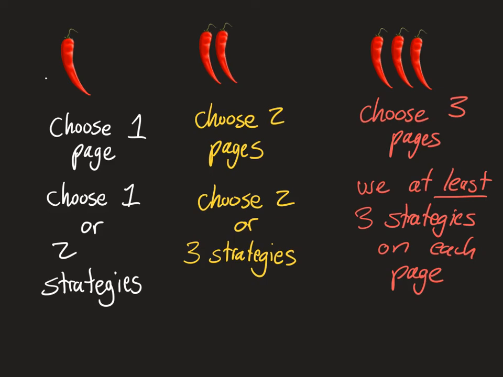All right, writers. I want to give you 3 choices. The easiest thing to do today would just be pick 1 page, the page you think needs revision the most, and choose 1 or 2 of the strategies to make your page more entertaining and have your page teach people more. The next option, 2 chilies, choose 2 pages, and then make sure that 2 or 3 strategies are happening on each page.